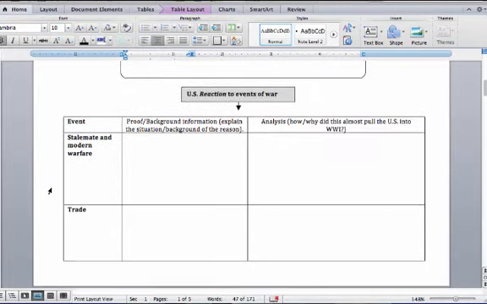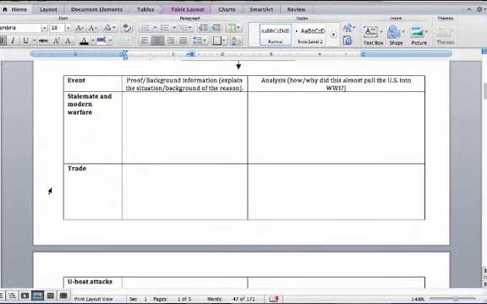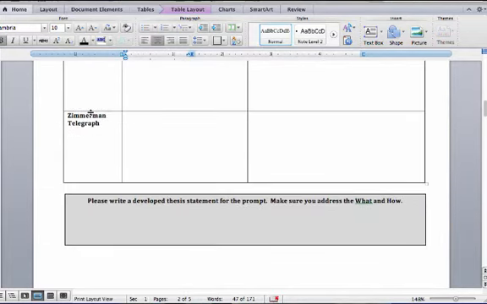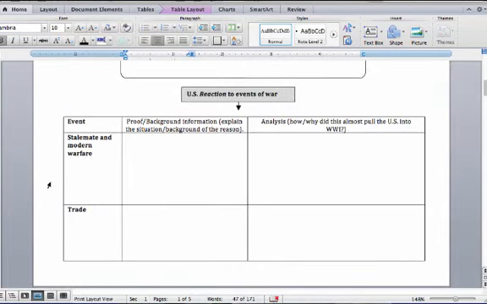So, U.S. reaction to events of the war. This is kind of that background and proof. What I just presented to you is a little bit more of the intro paragraph info, and this would be something that you would select to write on, because the reasons we got involved in the war had a lot to do with the stalemate, trade, U-boat attacks, and the Zimmermann telegram. So you would select two of these to talk about and do a paragraph on one and then a paragraph on the other. So, the stalemate and modern warfare that's going on. This is our first modern war.